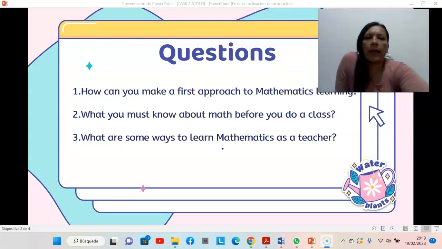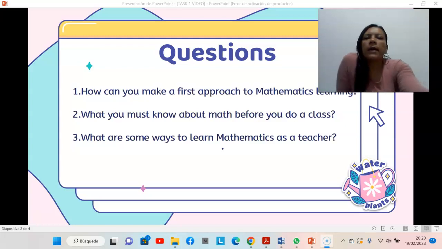2. What you must know much before you do class. It is necessary to have complete preparation of the didactic of mathematics teaching: the student's pre-knowledge, the concepts and knowledge according to the chronological and mental age of the student.